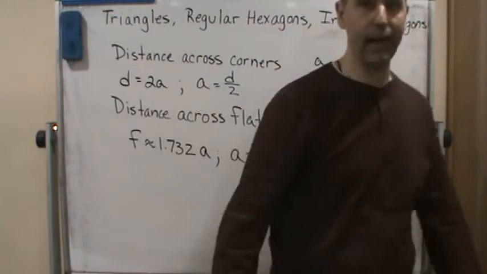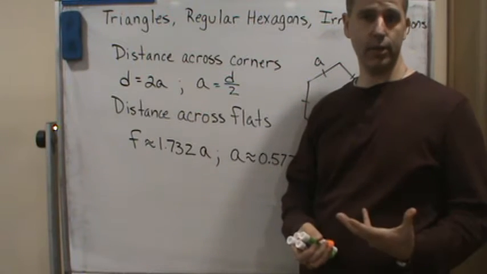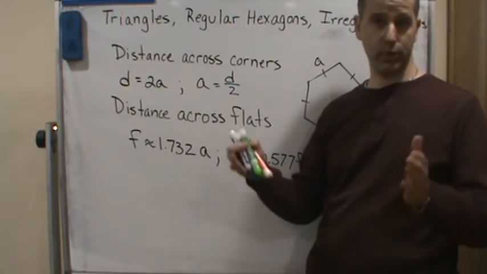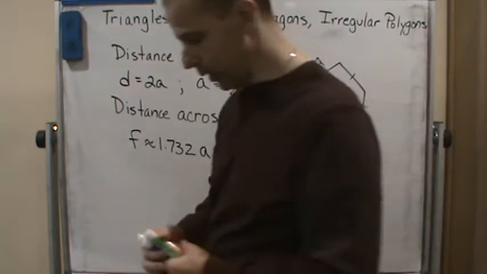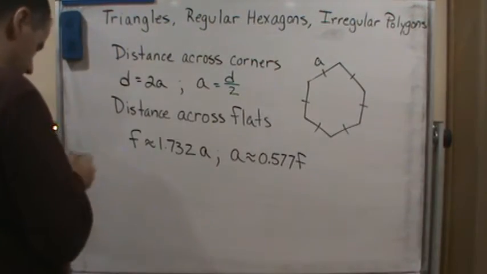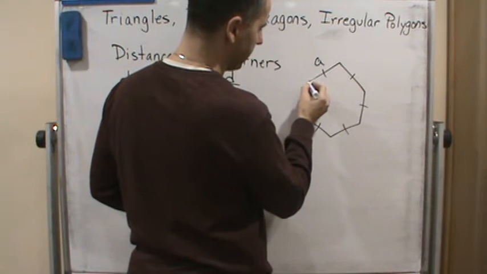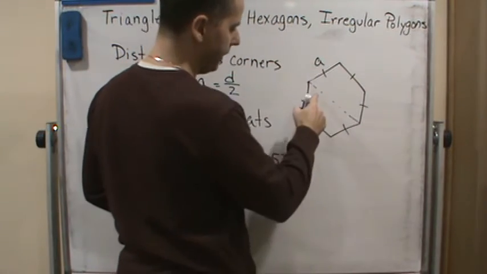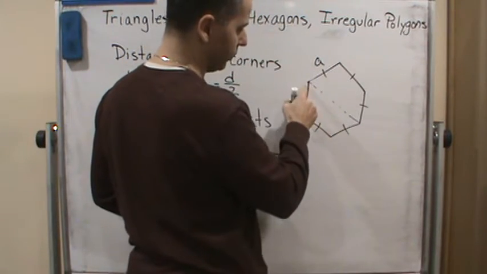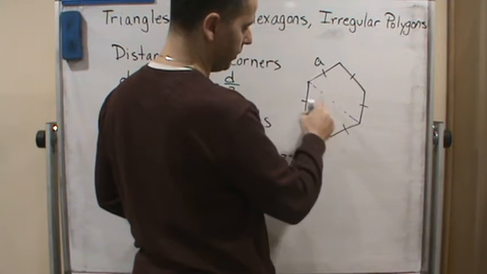Okay, so welcome back. Now, we're going to talk about diagonals and distance across flats. So distance across corners, which is the diagonal, and distance across flats. Okay, so what's the diagonal here that we're talking about? It would be the distance from one vertex straight across to the vertex, not to here. Even though that is a diagonal, we're talking about across from opposite vertices.